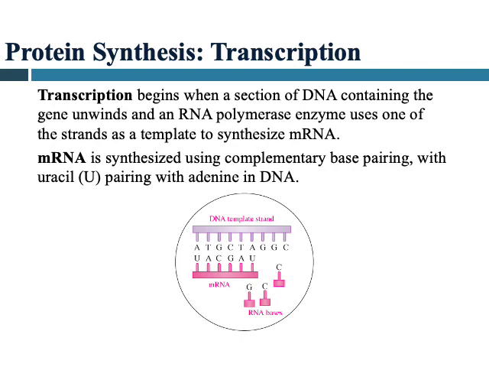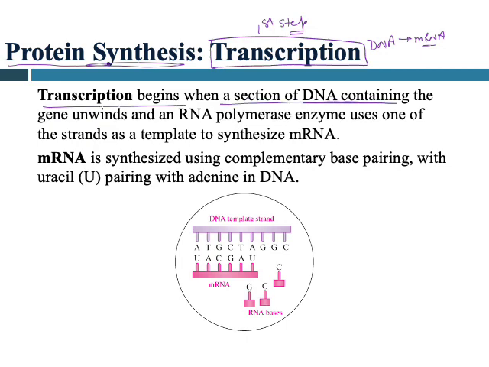So let's start with protein synthesis first. The first step in protein synthesis is transcription, and we know transcription is from DNA to mRNA. Transcription begins when the section of DNA containing the gene unwinds and the RNA polymerase enzyme uses one of the strands. So what does it mean? Let's say this is your DNA, double helical DNA, and this DNA wants just this part to get copied and sent. Whatever information DNA wants to send is present in this small part.